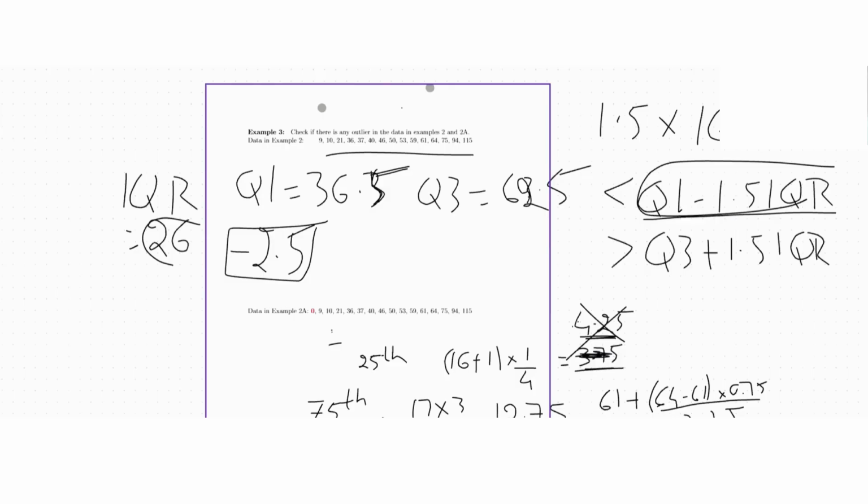Okay, now check the data. Do you see any values less than this or greater than this? Yeah, 115. So 115 is an outlier.